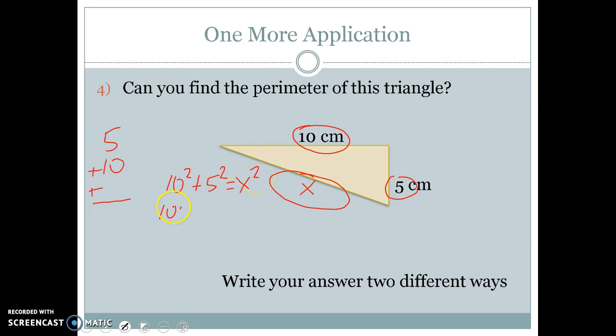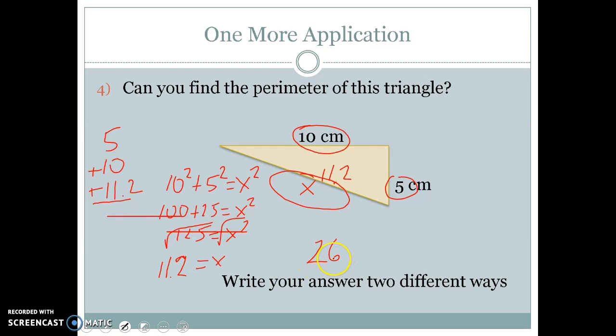Well, 10 squared is 100. 5 squared is 25. That equals x squared. So 100 plus 25 is 125 equals x squared. If I take the square root of both sides, I'll have that x is 11.2 if I round it. So this side is 11.2. If I take 11.2 and add it to the 10 and the 5, I'm going to have 26.2 centimeters for my perimeter.